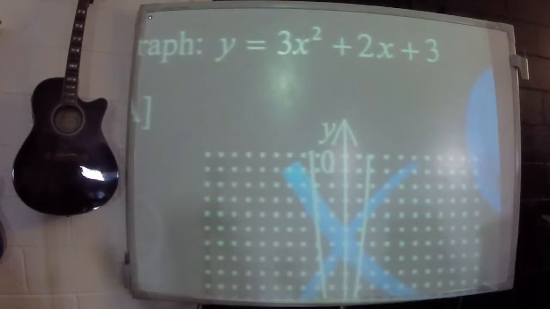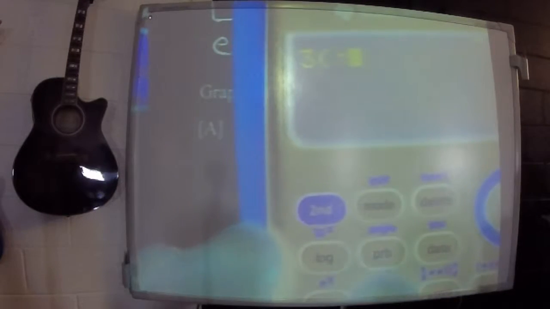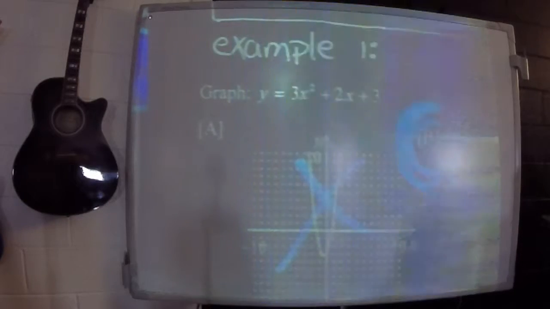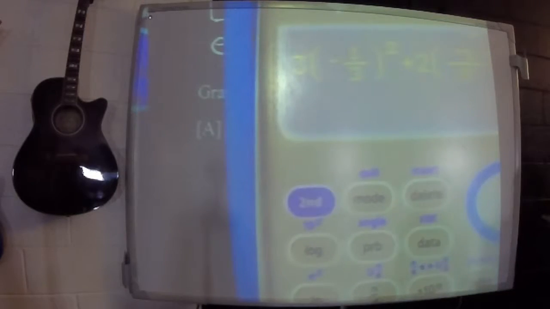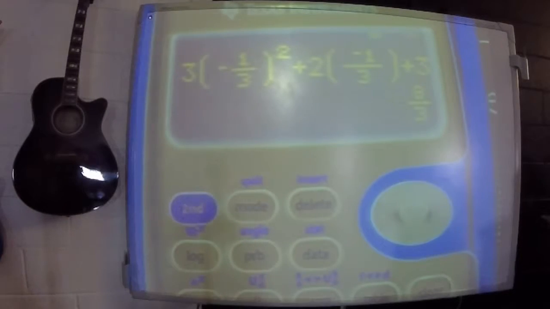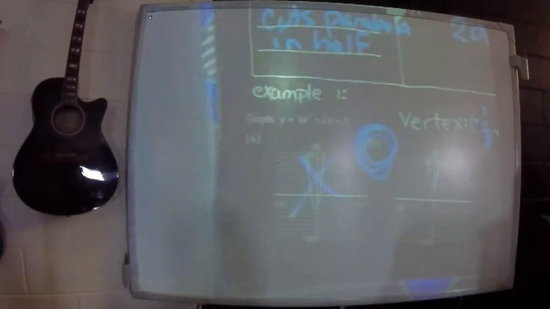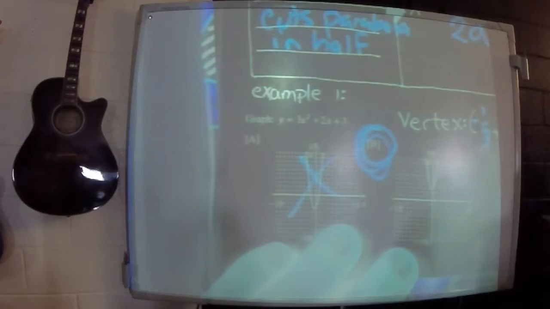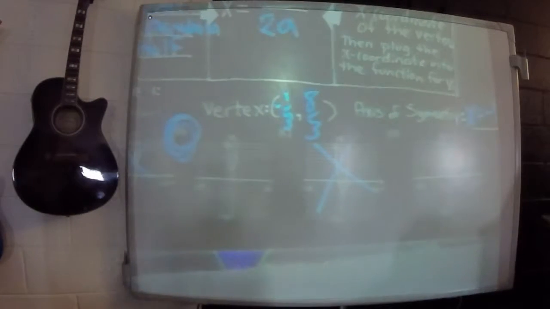So if it's negative 1/3, we're going to go 3 times negative 1/3 squared plus 2 times negative 1/3 plus 3. And you end up getting 8/3. 8/3 is good. It's also 2 2/3. I'll just put 8/3. All right, so there is your axis of symmetry: x equals negative 1/3, and your vertex is negative 1/3, comma, 8/3.